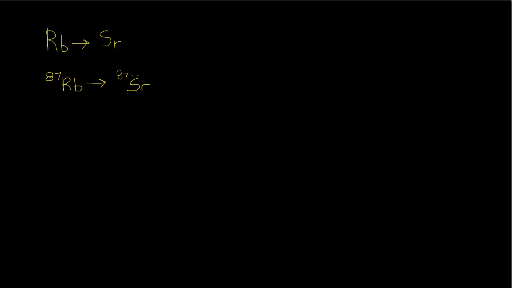Rubidium 87 decays to strontium 87 with an enormous half-life, which is equal to 49 billion years. That's over 10 times older than the Earth. But nonetheless, we can still use this decay scheme if a rock is sufficiently old to have produced measurable amounts of strontium 87. So we write the equation, as always, for the decay like this.